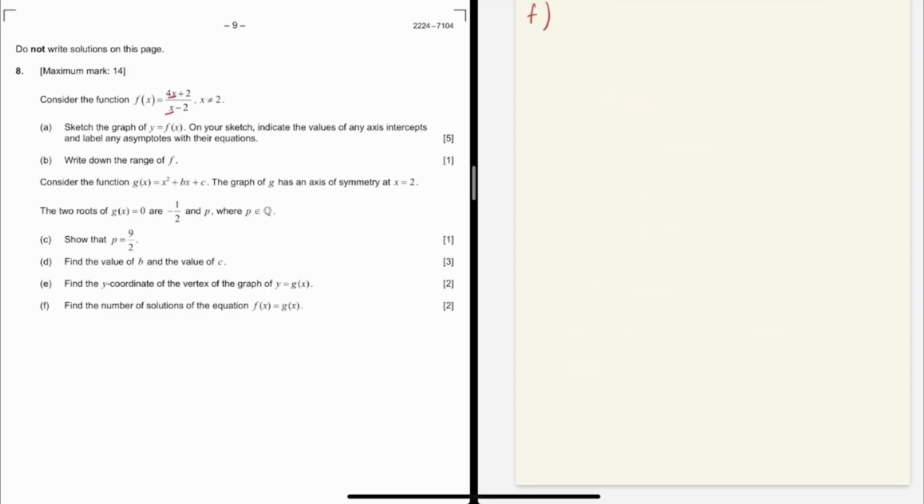For the number of solutions, we could simply draw a sketch of the two functions together.